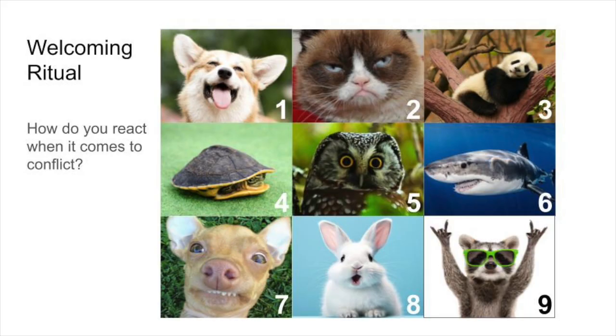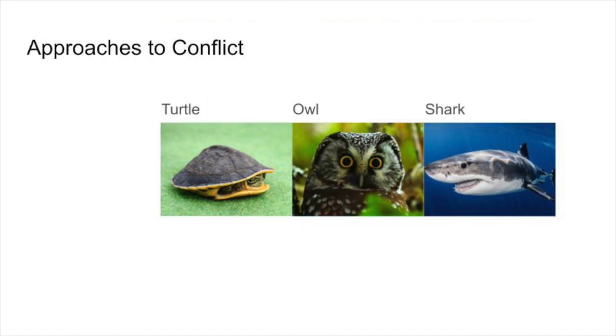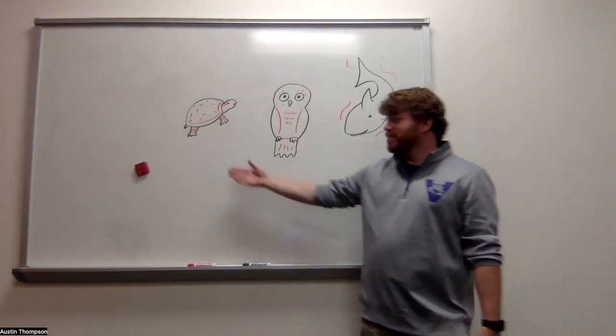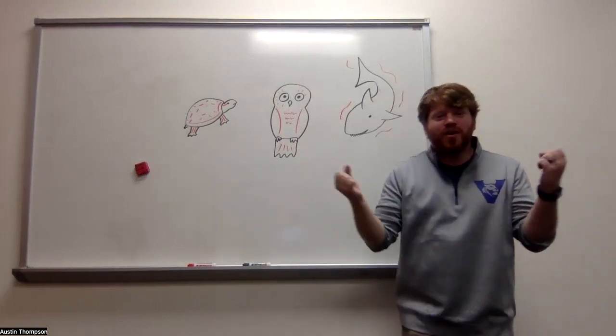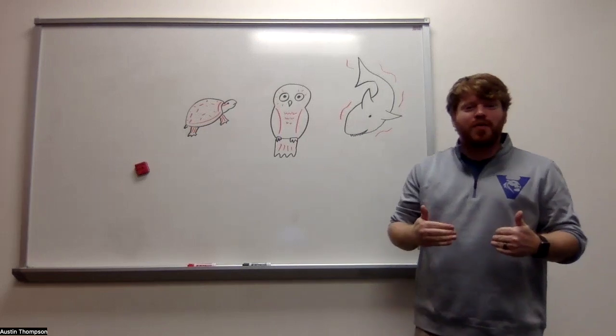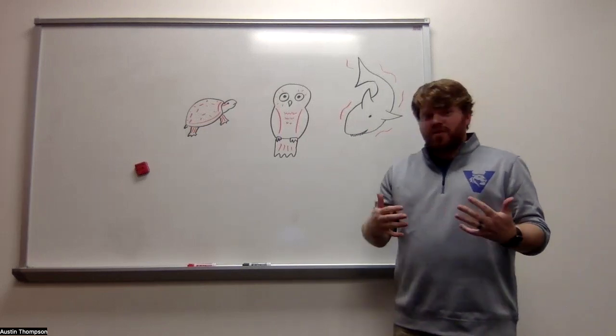Now, with these same animals, how do you feel when it comes to conflict? How do you feel when you have a conflict with someone else? Today, we're going to focus on these 3 animals: the turtle, the owl, and the shark. These are going to represent ways to approach conflict. Sometimes when we have a conflict with someone, we feel like a turtle. We want to withdraw, we want to pull our arms and legs and our head into the shell. We want to protect ourselves, withdraw, and we may be slow to act.